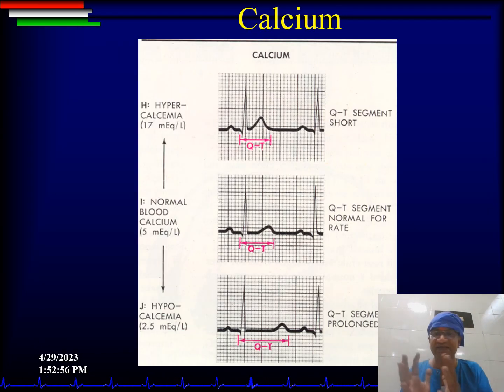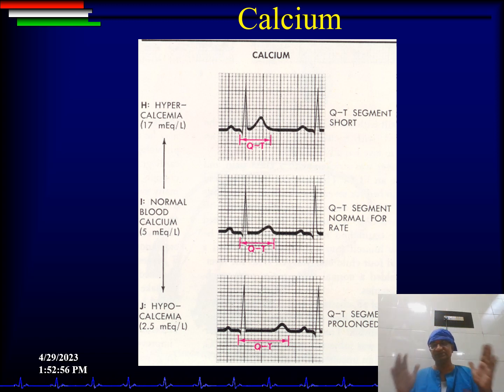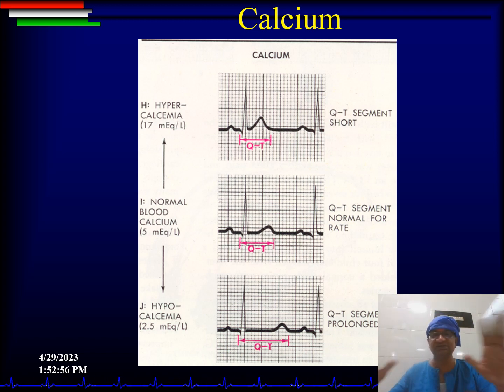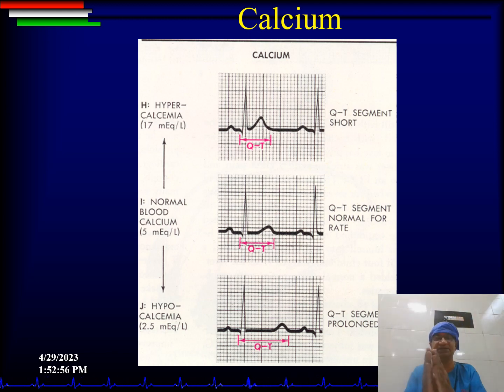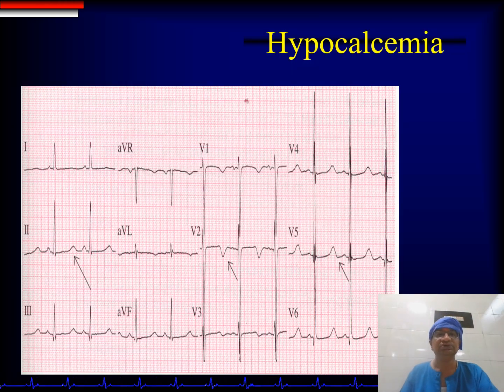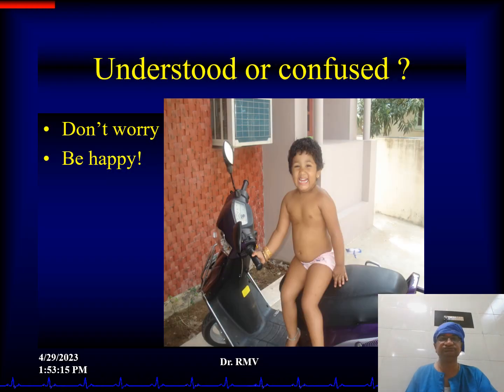Now if you go to calcium, if calcium is high, then QT is less. If calcium is low, QT is long. Calcium contracts fast, so think of QT as shortened. This is hypocalcemia. See the T when it starts. This is prolonged QT interval.